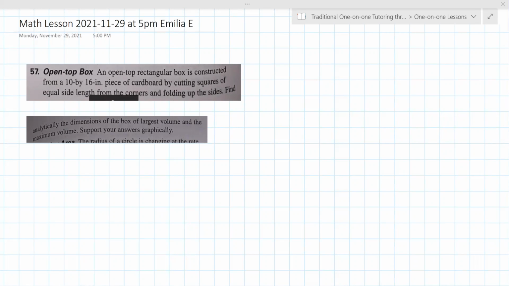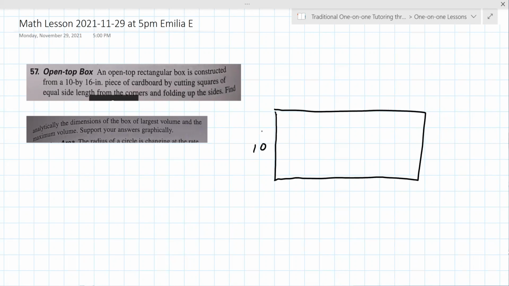A rectangular box is constructed from a 10 by 16 inch piece of cardboard. So it's probably good to draw a picture here. It's saying that's 10, not to scale, 16, by cutting squares of equal length from the corners. So it's like saying there's an x, there's an x, there's an x, and so on.